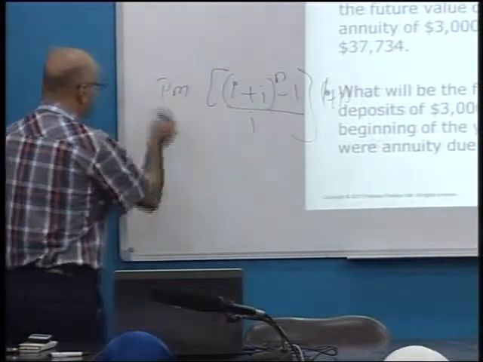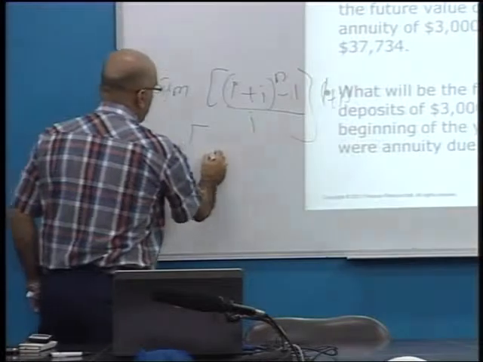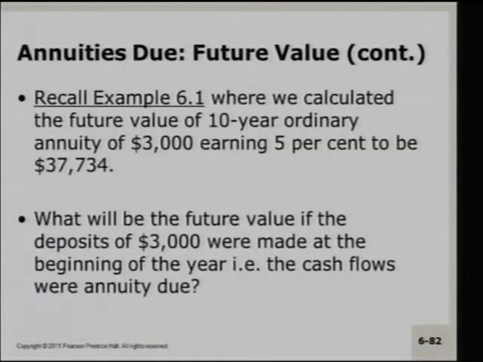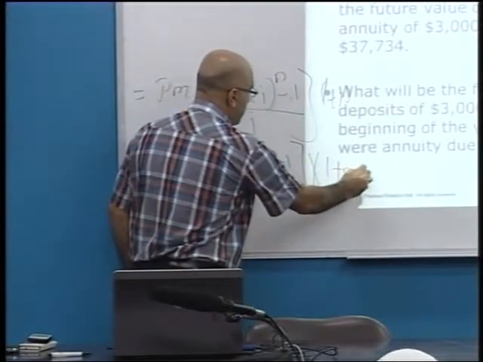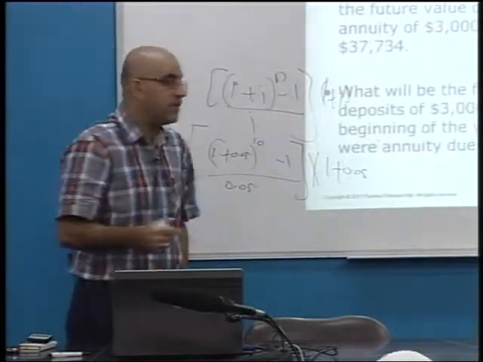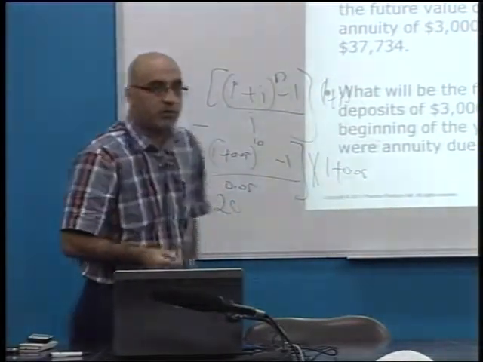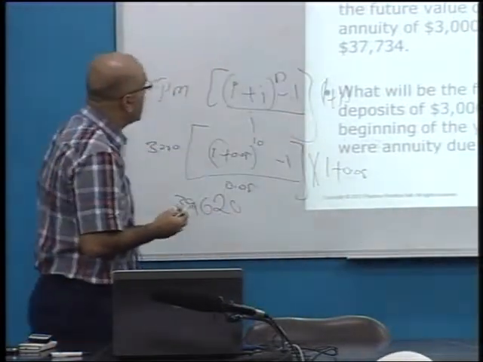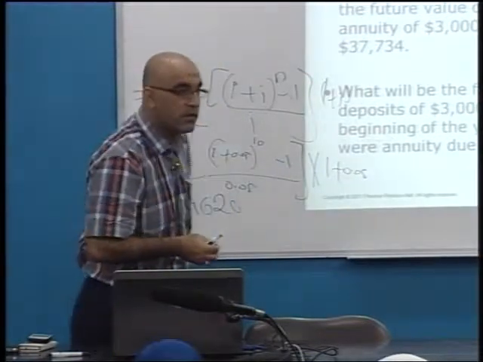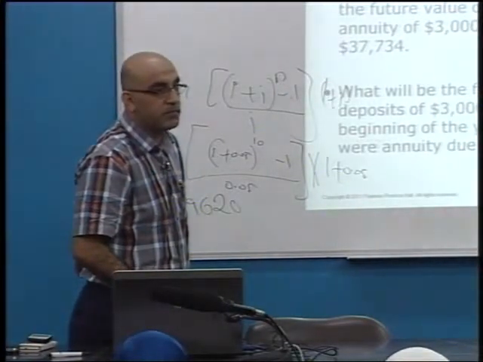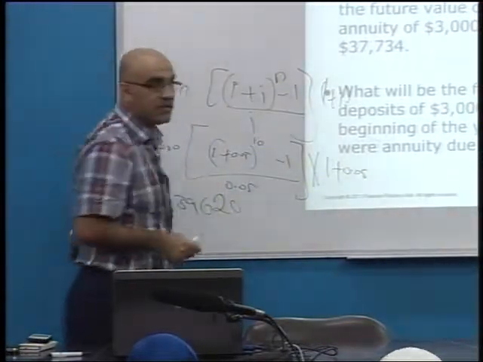So what is the payment? 3,000. I is 5%, or 0.05, raised to the power 10, minus 1, divided by I, and then times 1 plus I. How much? 39,620. Which do you think is much better for the investors, the annuity due or the ordinary? Go back and calculate this based on the ordinary annuity and see the results.